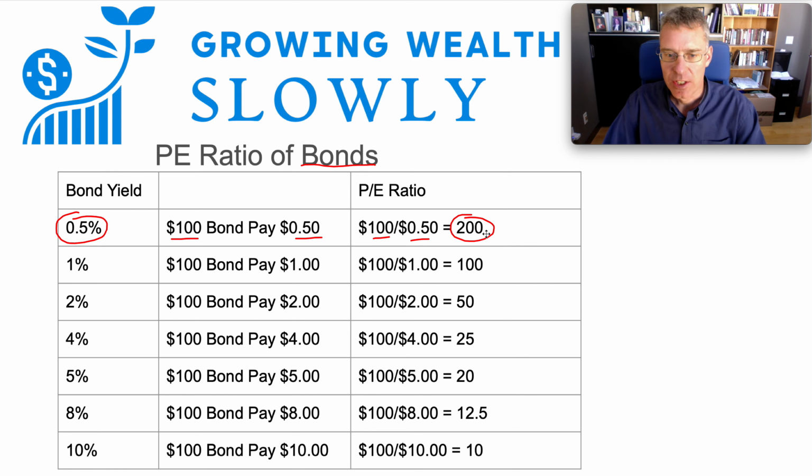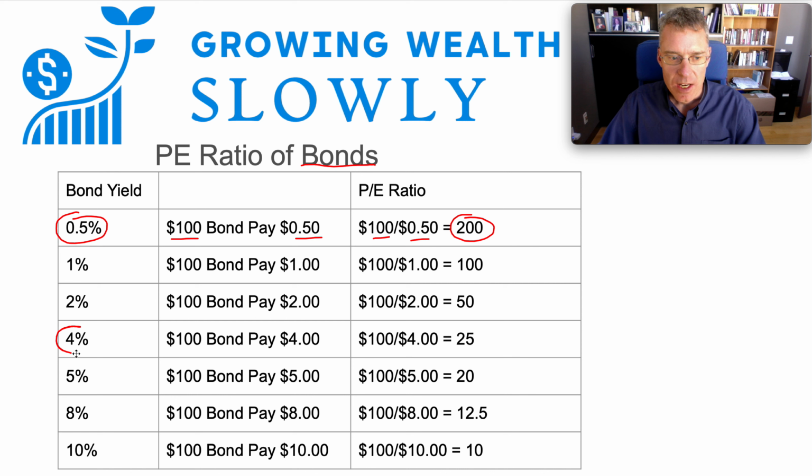So if interest rates are really low, why would you want to buy bonds at a P/E ratio of 200 if you can pick up stocks at a P/E of 20? So it's going to drive the P/E ratio of stocks up, but always have the threshold of what bonds are paying.